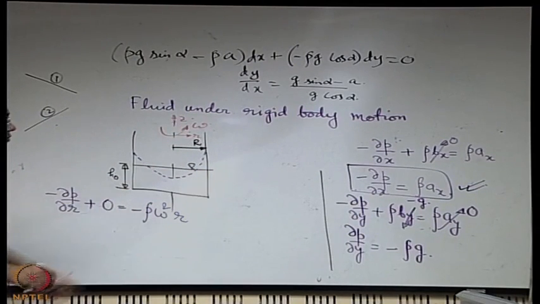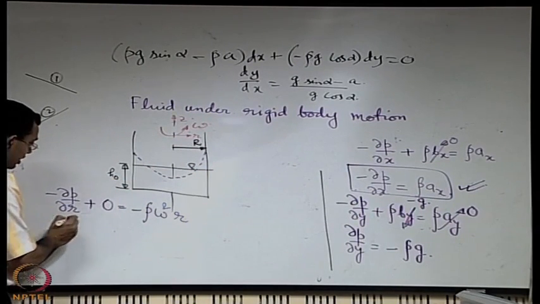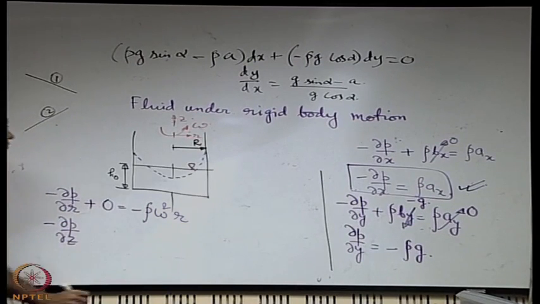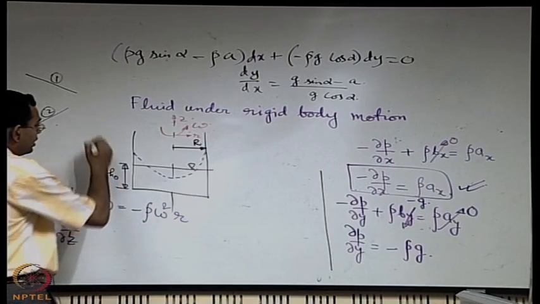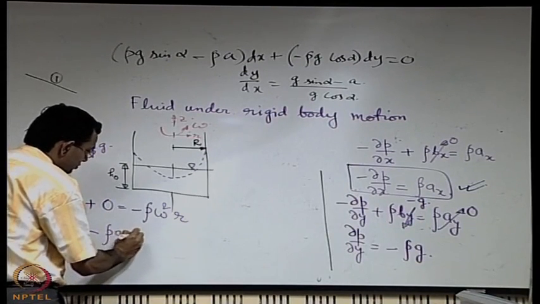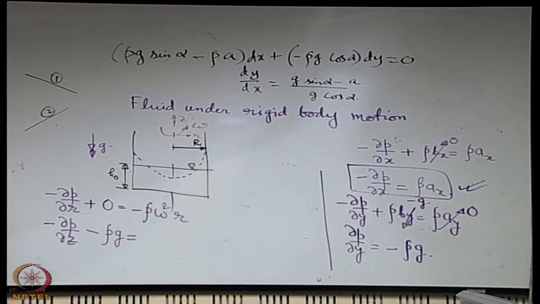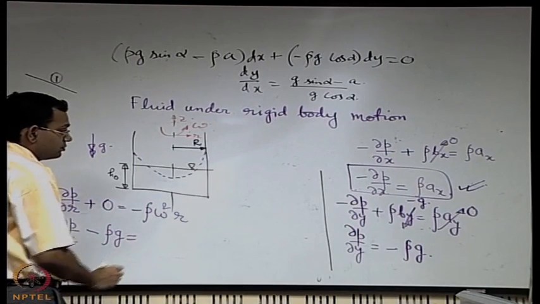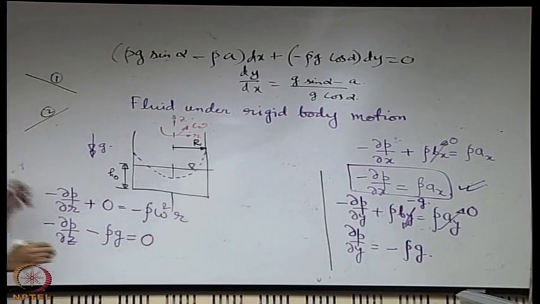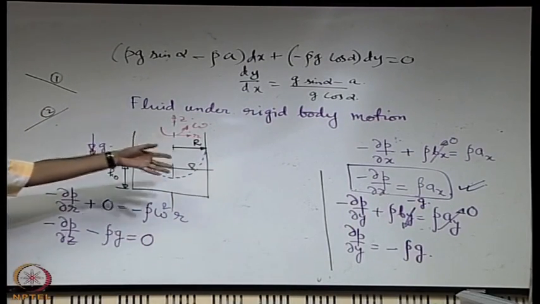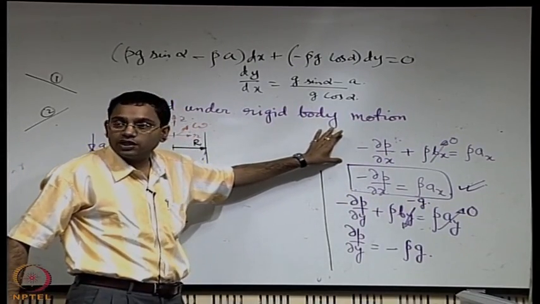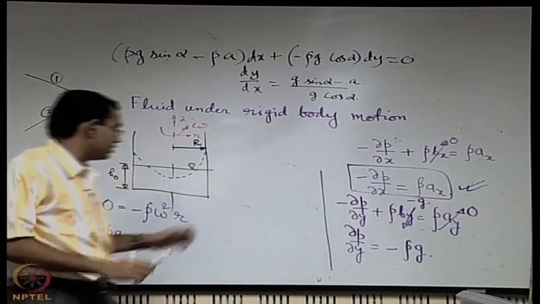Then when you come to the z direction, minus dp dz, let us say this is the acceleration due to gravity direction, minus rho g is equal to, there is no acceleration, it is not vertically moving. Again, whenever it is vertically moving you can substitute. So start with this basic equation, and depending on whatever information is given in the problem you try to use it.